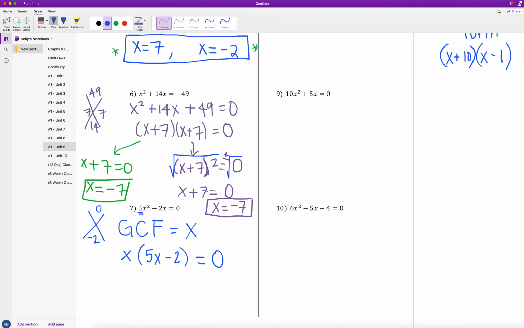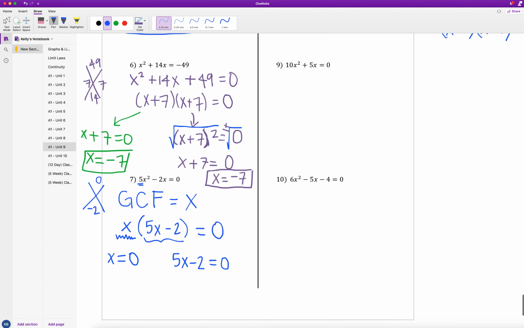From here, I can apply the zero product property, and I'll set each factor equal to 0. Our first factor isn't very exciting. It's actually just x, so I'm going to set x equal to 0. And then our second factor here is 5x minus 2, and we'll set that equal to 0 as well. For this first factor, x equals 0 is already solved for, so there's nothing to solve in the first one. But in the second factor, we're going to add 2 and then divide by 5. So I'll carry down the answer here: x equals 0 and x equals 2/5 as our two answers.